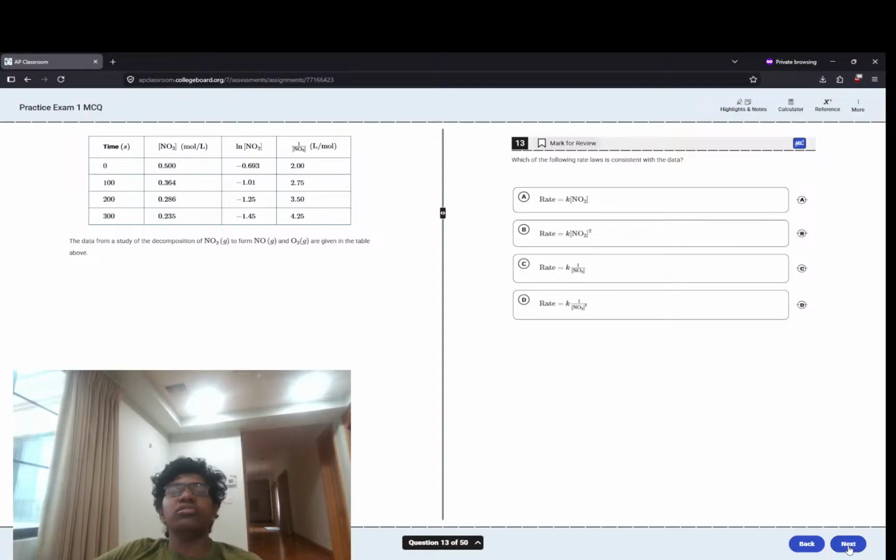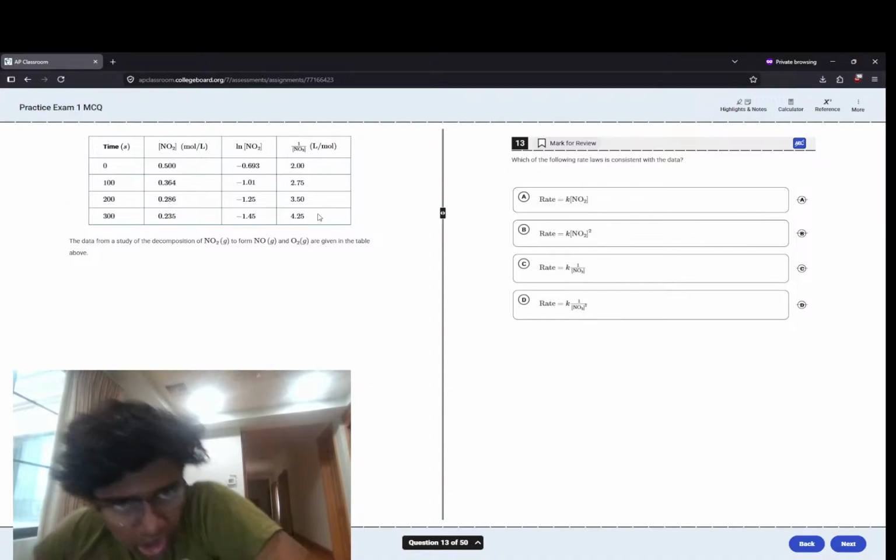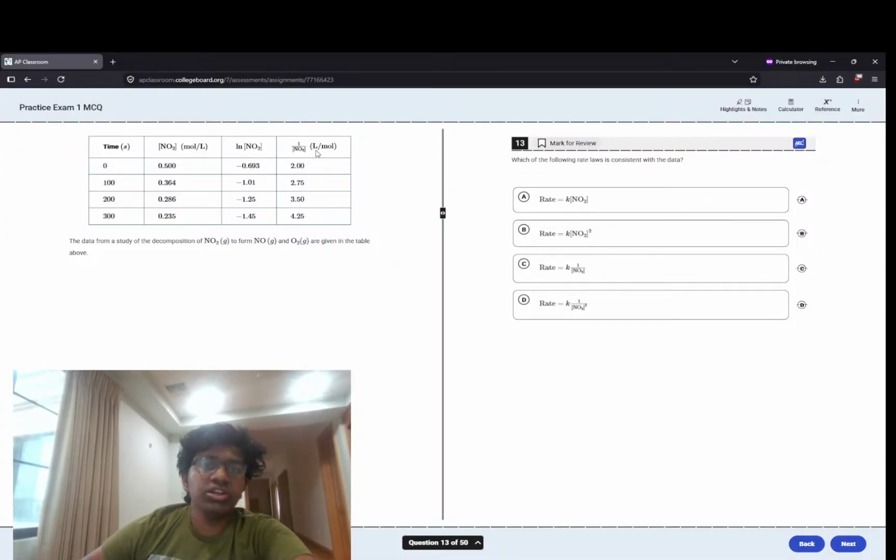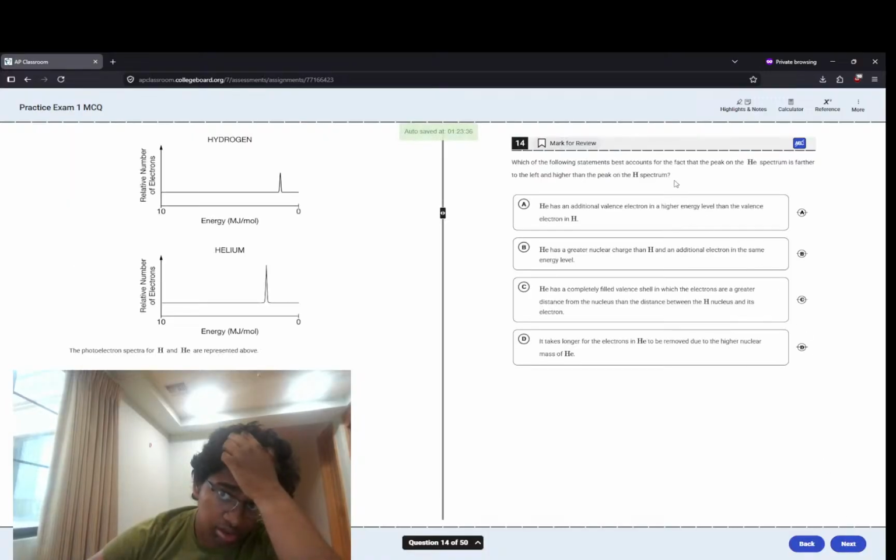Which of the following rate laws is consistent with the data? This is a good question. I mean, this is very, very interesting question. So let's think about it. So it becomes linear now. So it's probably this one. I see no reason not to pick that.